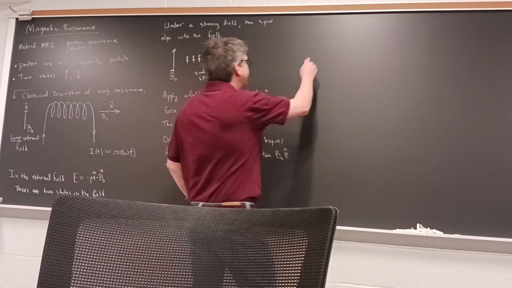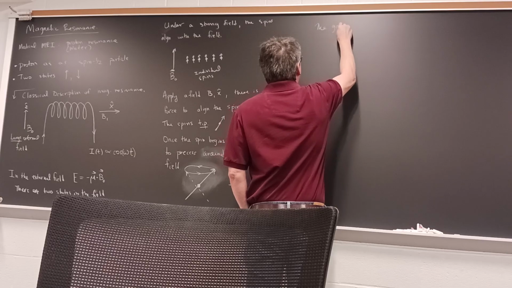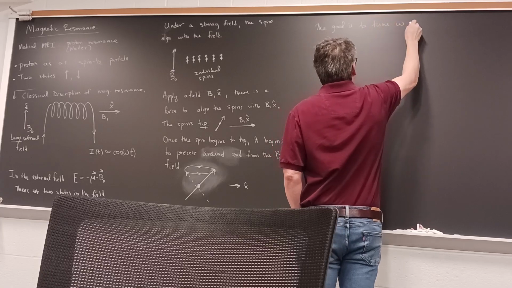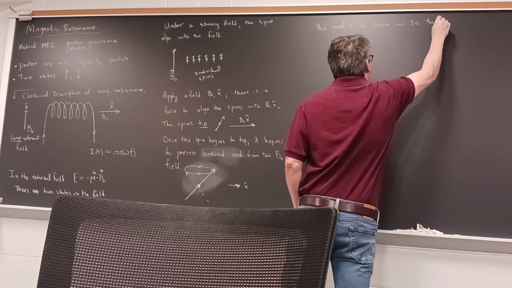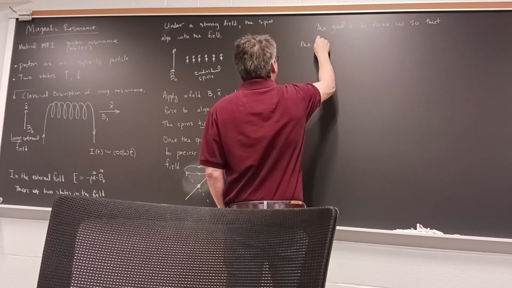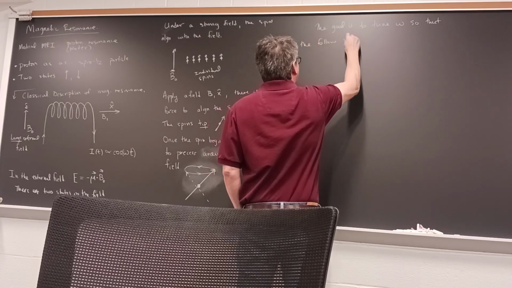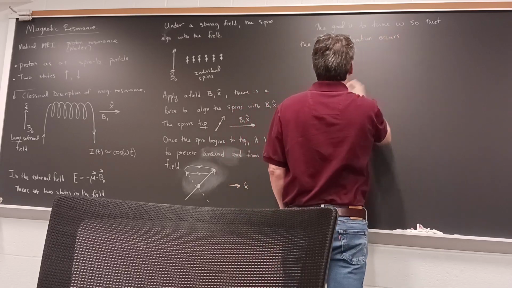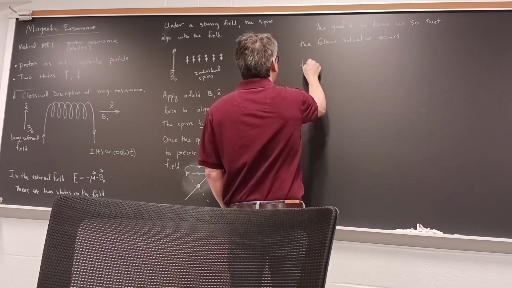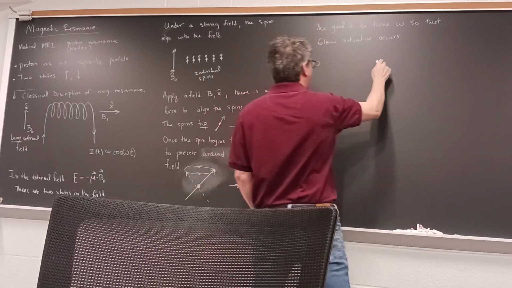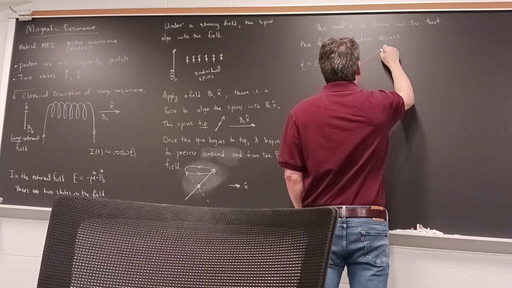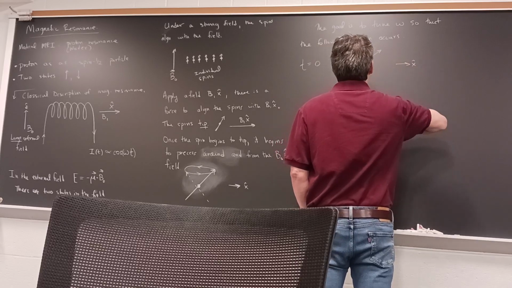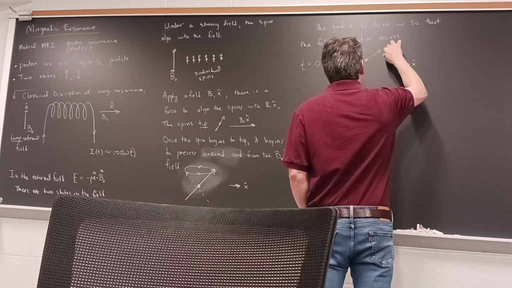So the goal then is to tune omega so that the following situation occurs. Let's say at t equals 0, I have my spin pointed like this. This is the x direction. And so it's tilting this way.